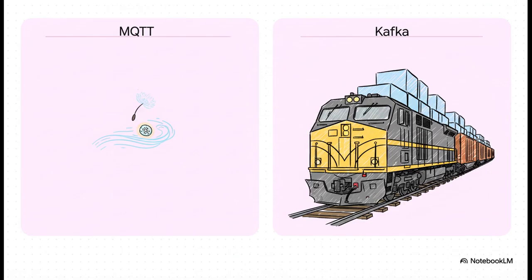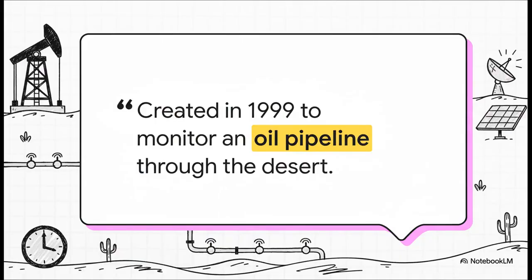On one end of the spectrum, you've got MQTT. Think of it as lightweight, fast, and nimble. And on the complete other end, you have Apache Kafka, which is the industrial-strength, enterprise-grade beast built for absolutely massive scale. To really get MQTT, you just have to hear its origin story.